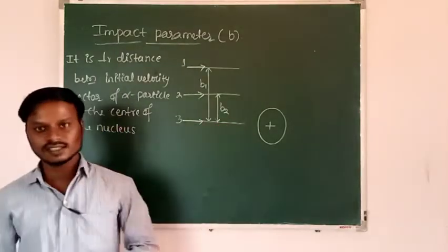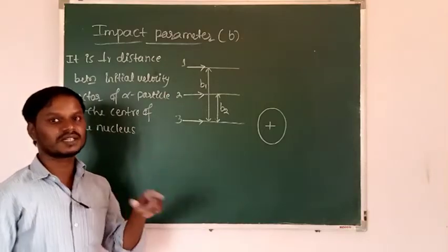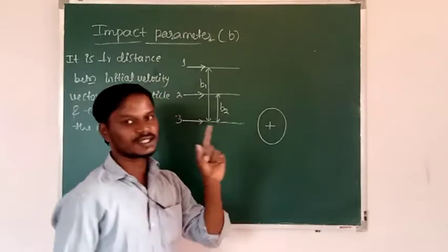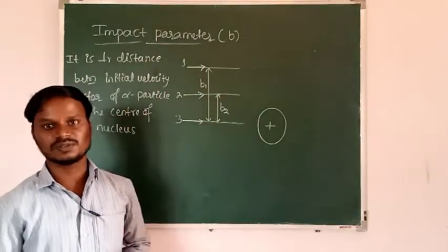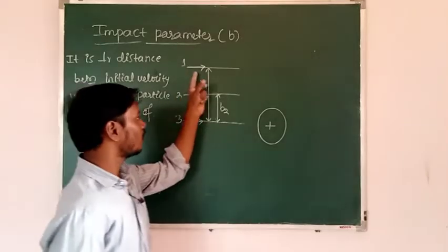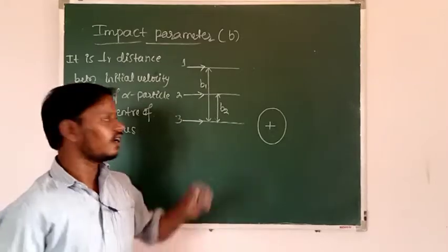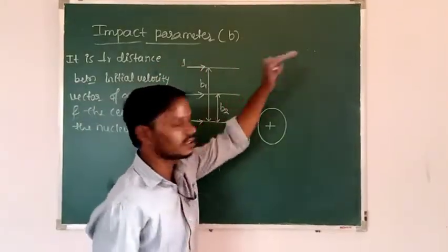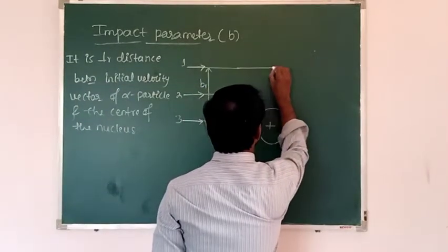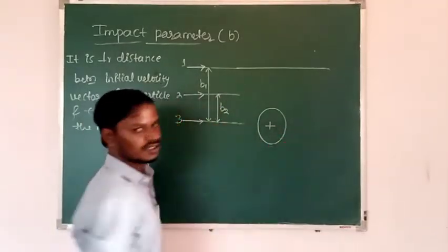Then impact parameter is 0. Then if the impact parameter is large, then what happens here, this alpha particle will experience a weak repulsive force. This alpha particle will be scattered through a very small angle, almost passing straight without any deviation, because here the scattering angle is very small, because this first alpha particle is more away from the nucleus.